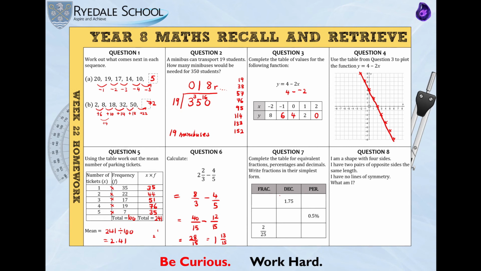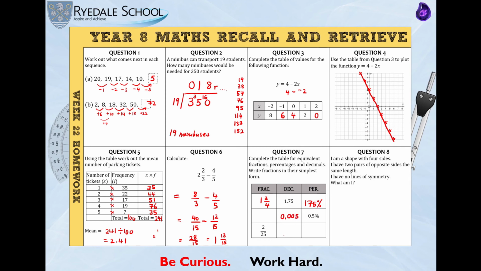Question 7, we're completing the table, which is equivalent fractions, decimals, percentages, but writing fractions in their simplest form. Well, 0.75 is 3/4, so this is 1 3/4. And 175% just times by 100 to turn a decimal into a percentage.